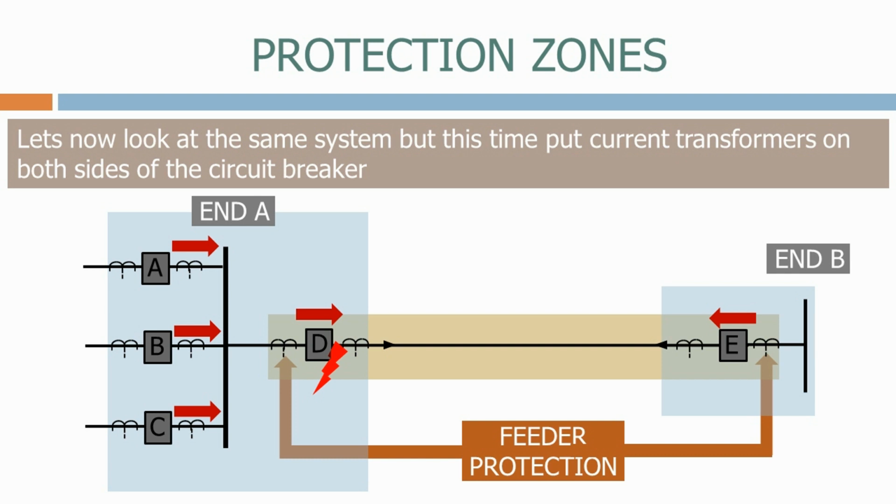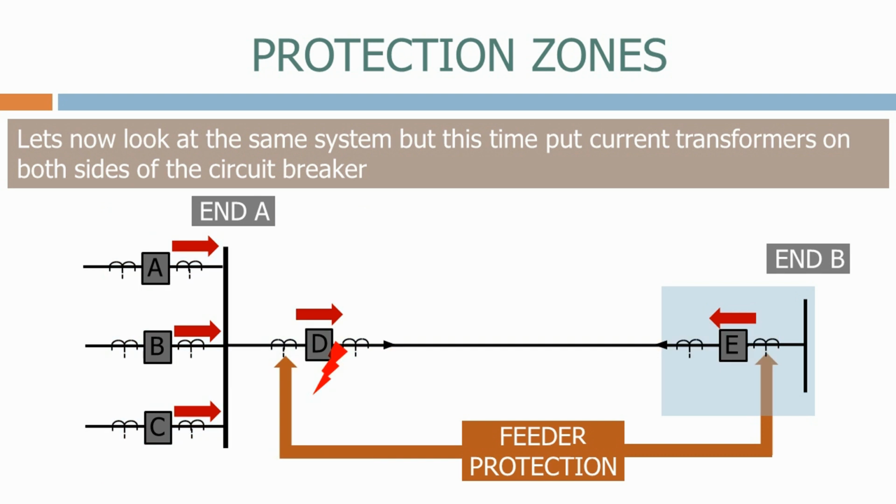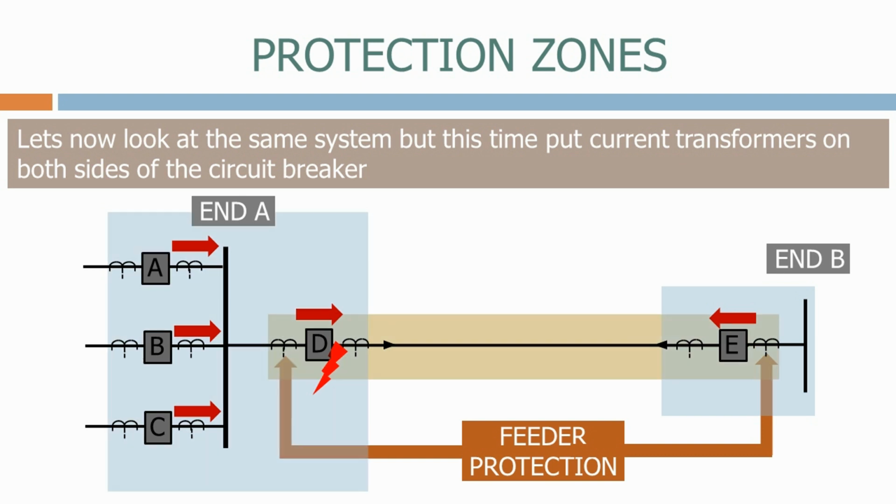Again, the fault current is fed from both ends, but this time the fault is located in both the busbar protection and feeder protection zones. Therefore, the busbar protection operates and the feeder protection operates, closing down the whole network.